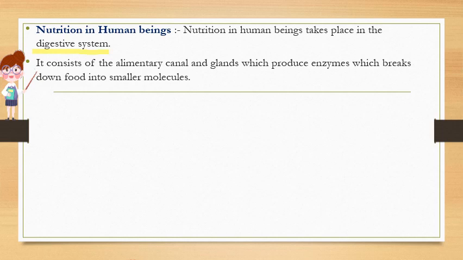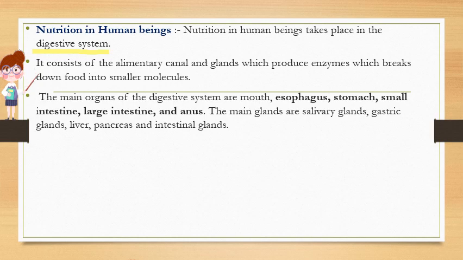So our body consists of an alimentary canal, and we have glands which produce enzymes that break down food into simpler as well as smaller molecules. So the alimentary canal is nothing but the path from mouth to anus. This particular part is what we call the alimentary canal.